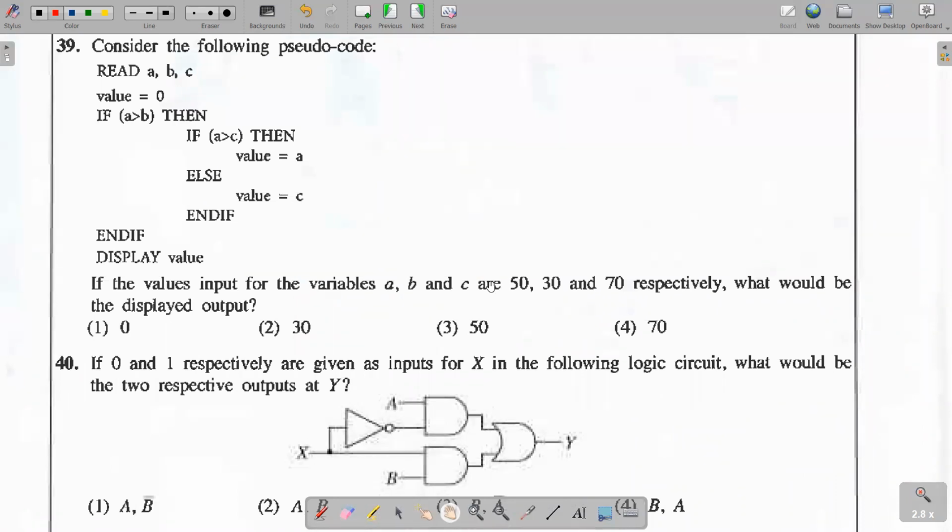Right, it says, consider the following pseudocode. Read A, B, and C. What they are trying to say in the question is they are giving A, B, and C these respective values.